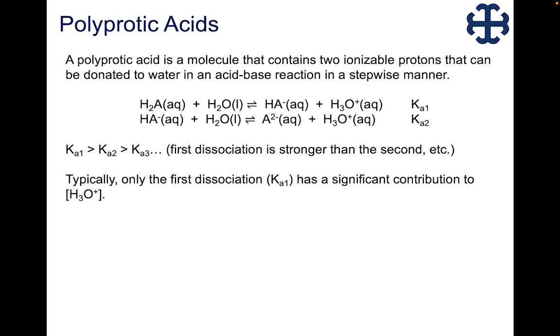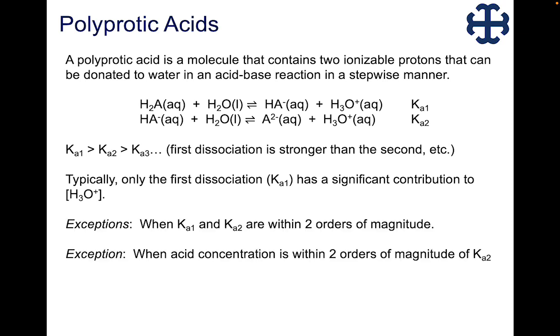For our concerns with this, we only need to consider our first dissociation to determine the amount of hydronium in our solution. And that is, of course, what will be affecting our pH. And in class, we'll go through an example of why that might be. Okay? There are some exceptions to this rule.